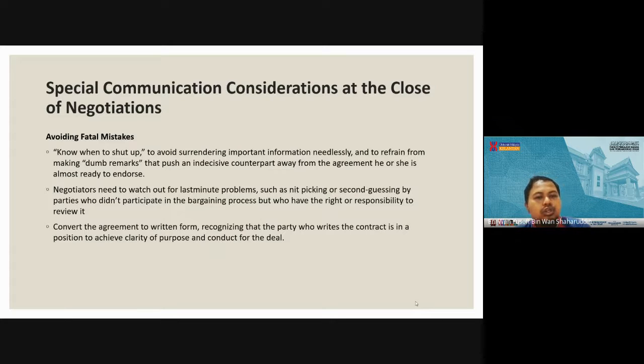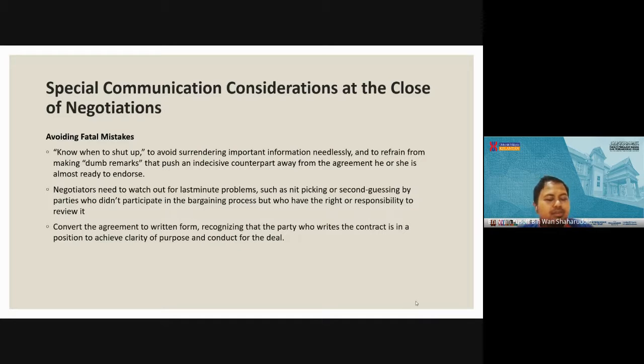And also, you need to watch out for last-minute problems such as nitpicking. Nitpicking is looking for fault, trying to find things which are faulty or very wrong in that particular negotiation process. Or second-guessing by parties who didn't participate in the bargaining process but who have the right or responsibility to review it. For example, a couple buying a condominium: maybe the loan and the ownership will be in the husband's name, but he still has the wife to help him make the decision. So you need to watch out for this kind of situation.